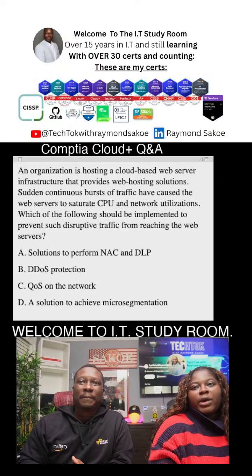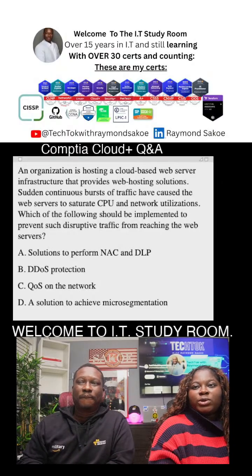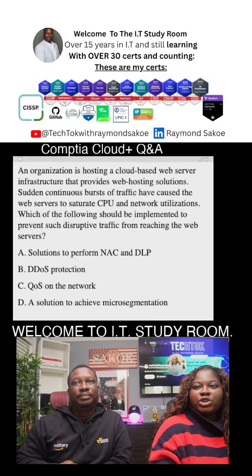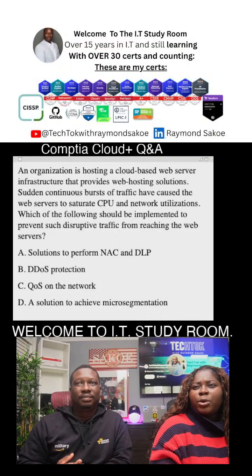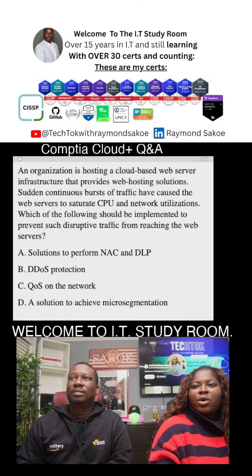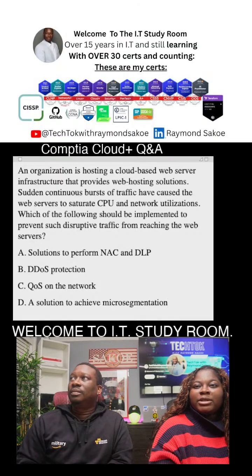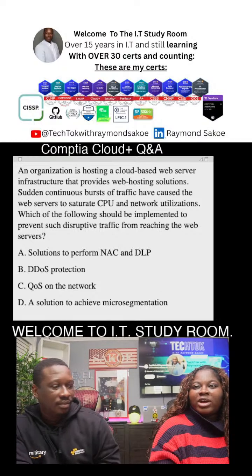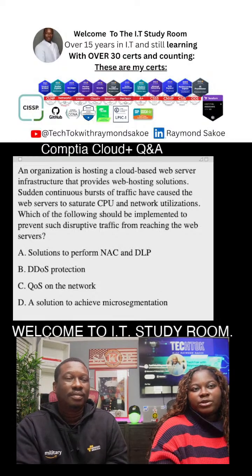All right. An organization is hosting a cloud-based web server infrastructure that provides web hosting solutions. Suddenly, continuous bursts of traffic have caused the web server to saturate CPU and network utilization. Which of the following should be implemented to prevent such disruptive traffic from reaching the web servers?